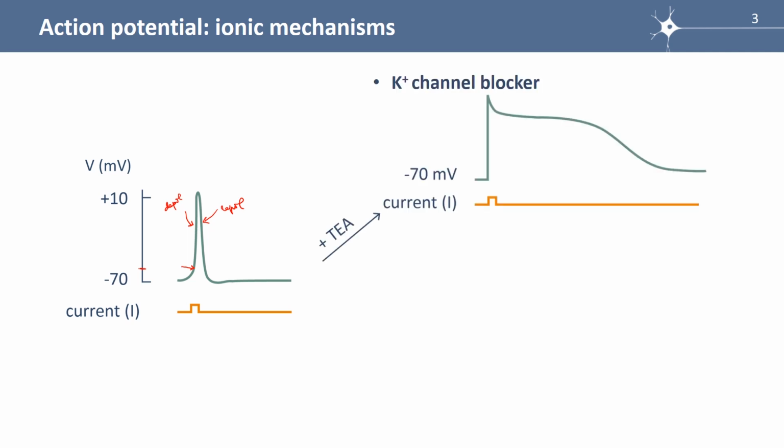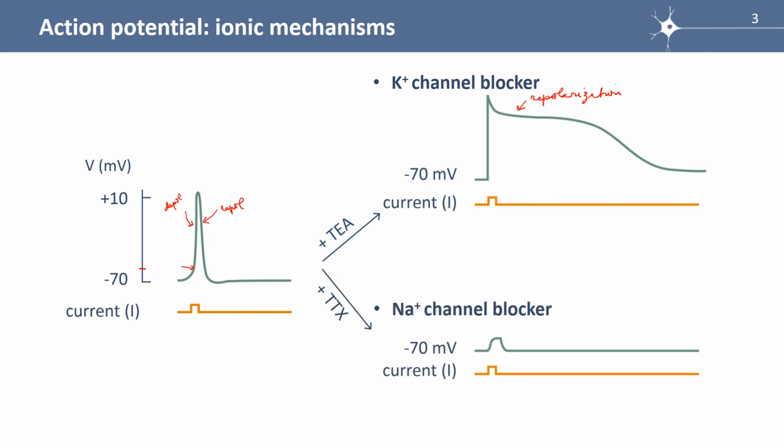First, we apply a blocker of potassium channels. This blocker is called tetraethylammonium, TEA, and when it's applied in the recording bath, you can see that the depolarizing phase is nearly the same, but the repolarizing phase here is much, much longer. And this repolarization is affected by the blockade of potassium channels. Now, if we add on top of the potassium channel blocker also a sodium channel blocker, which is here TTX, tetrodotoxin, you see that the action potential has completely disappeared and there is only this passive response that we saw before.